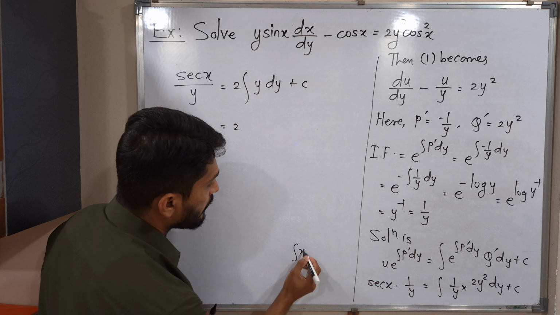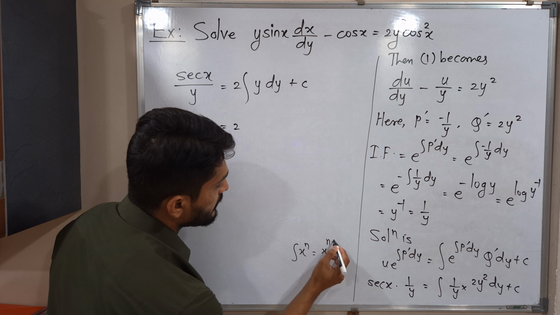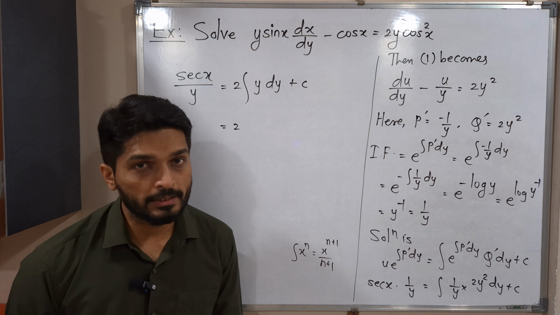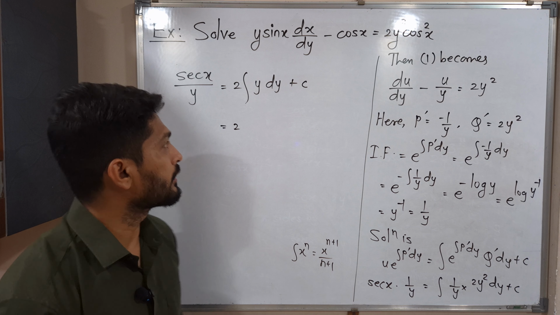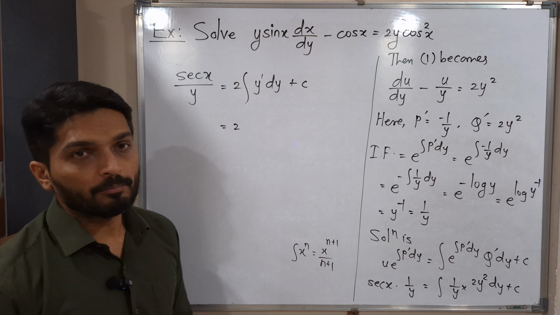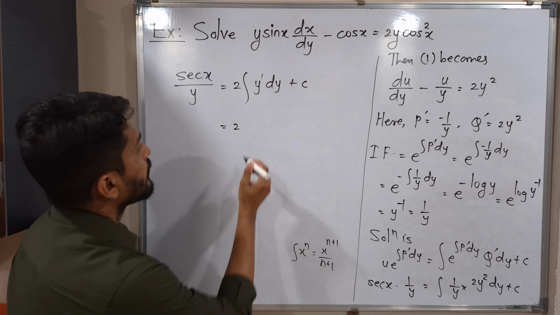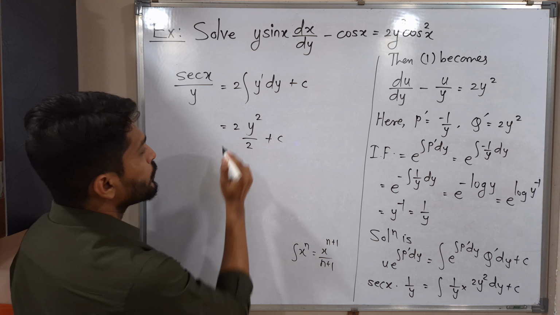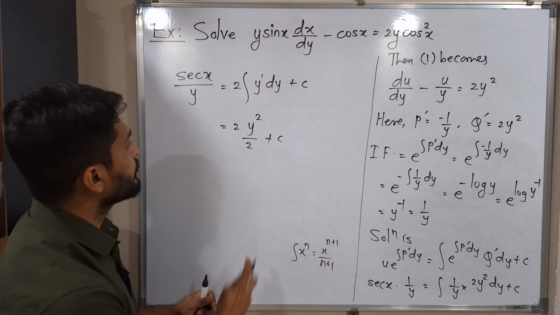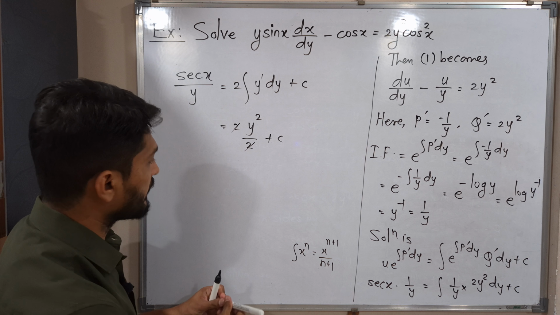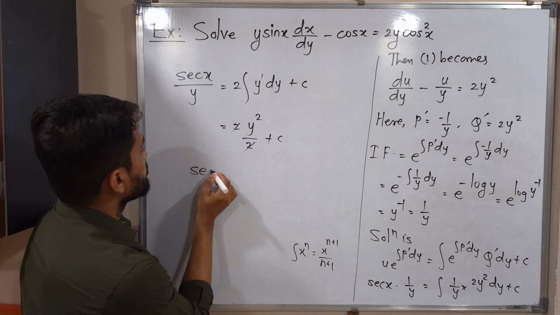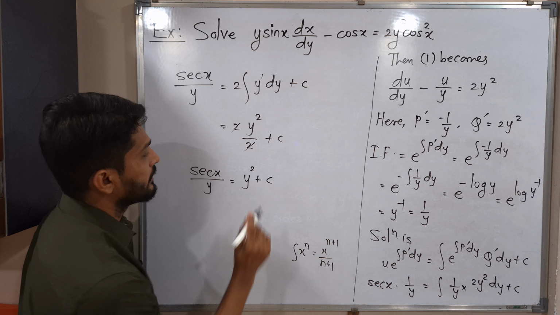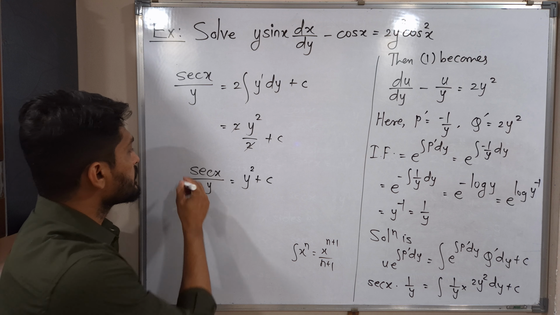See, the formula I'm using is: x raised to n integrates to x raised to n plus 1 upon n plus 1. When you have x raised to n, we add 1 to its power and the same number goes in the denominator. Here the power is not written, so the power is 1. So we add 1 in the power, so 2, and the same number in the denominator, plus c. So 2 will get cancelled, agree? Let me write the final answer. Sec x upon y is equal to y square plus c. So this is the final answer of this given problem.